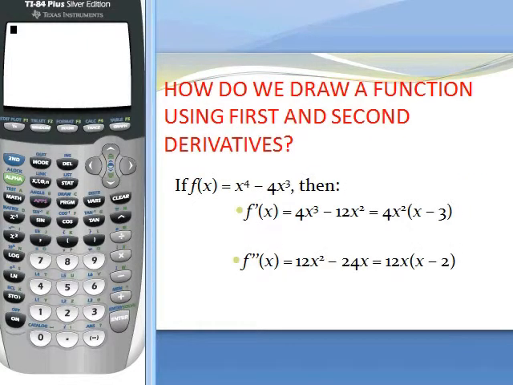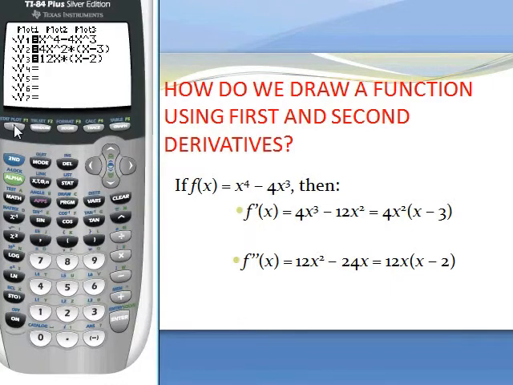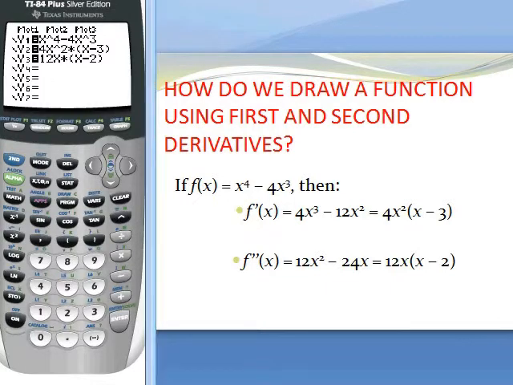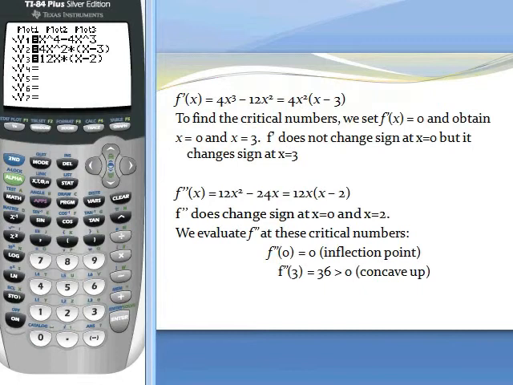Now let's look at a function f of x, x to the fourth minus 4x cubed. We are going to go and enter that, and I entered that. You can actually use calculus and take the first and second derivative by hand. And I did that. If you look in here, I just entered those things in here. Alright, now let's go to the next slide.